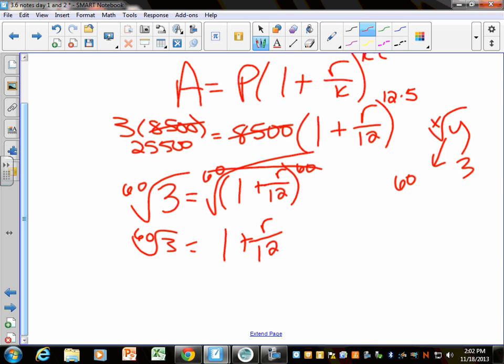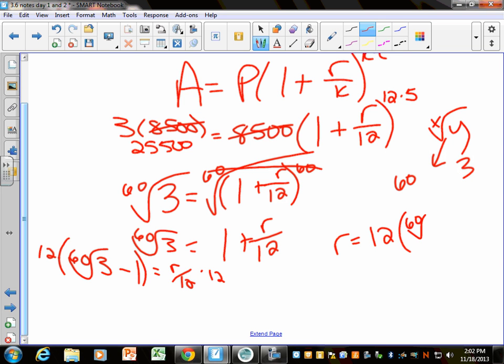To solve the rest of this, do you agree I can subtract 1, multiply by 12? So I wrote this on my paper. The 60th root of 3 minus 1, that would equal r over 12. Then I can multiply both sides by 12. So I always like to wait till the end to use my calculator. I know sometimes you don't. But on my calculator, I wrote 12 times the 60th root of 3 minus 1.